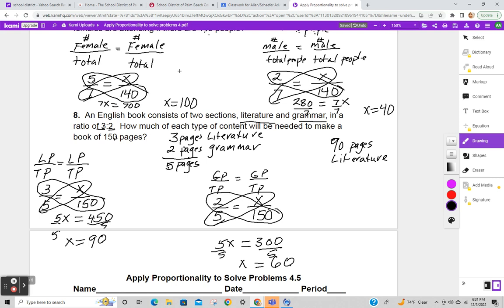So when you have problems like 7 and 8, where you have 2 things and you want to find the amount per item, you're going to have to write 2 proportions. We could have also done this using a table of values. So let me write here 60 pages of grammar. And a table of values would have worked here. You would have to do 2 tables of values, one for literature and one for grammar.